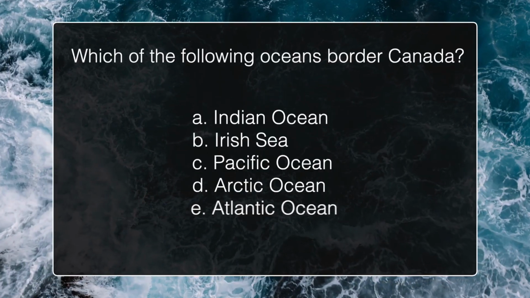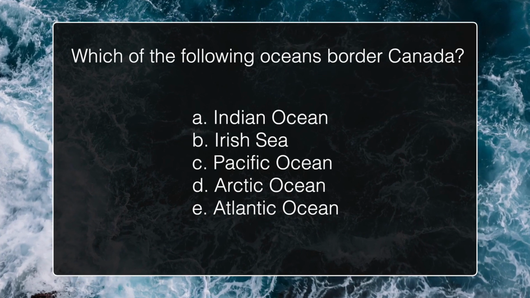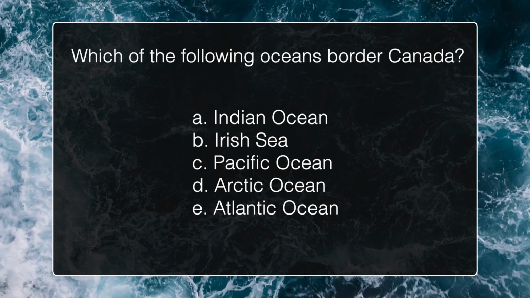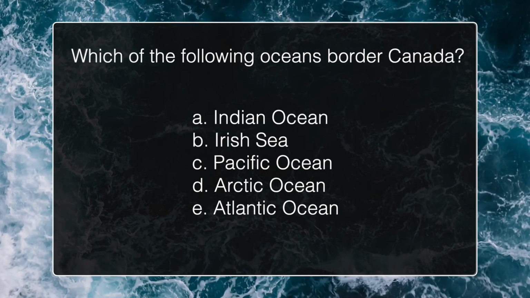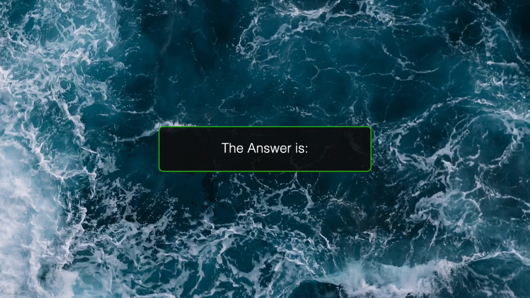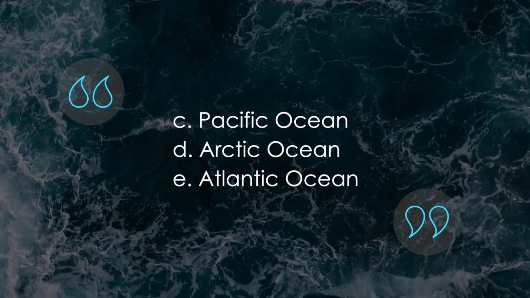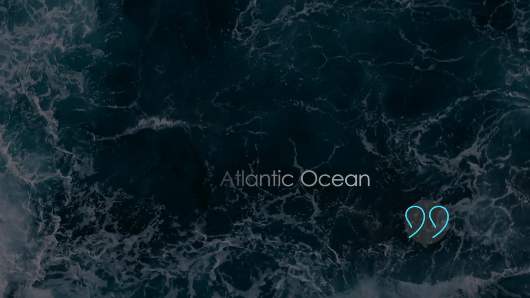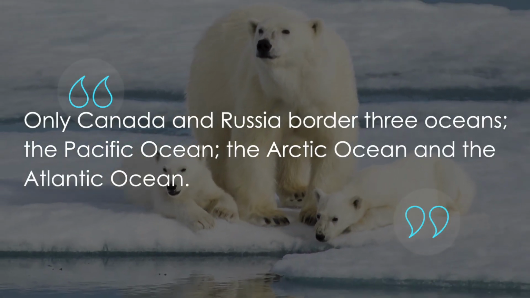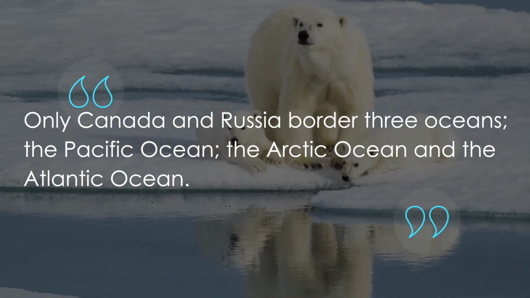Which of the following oceans border Canada? The Indian Ocean, the Irish Sea, the Pacific Ocean, the Arctic Ocean, the Atlantic Ocean. The answer is the Pacific Ocean, the Arctic Ocean, the Atlantic Ocean. Only Canada and Russia border 3 oceans: the Pacific Ocean, the Arctic Ocean, and the Atlantic Ocean.